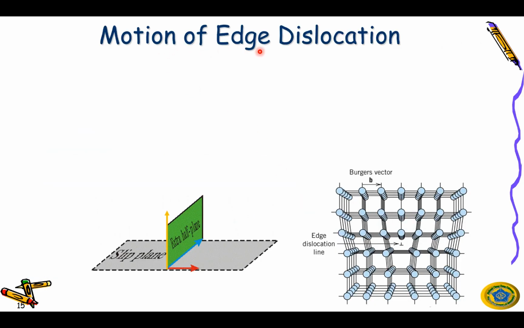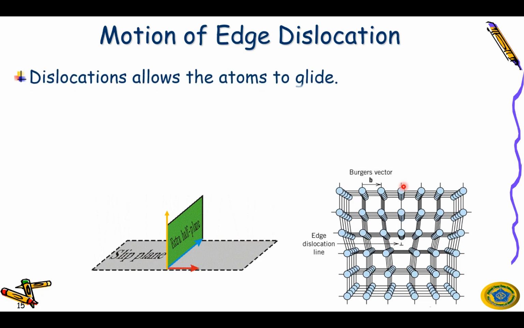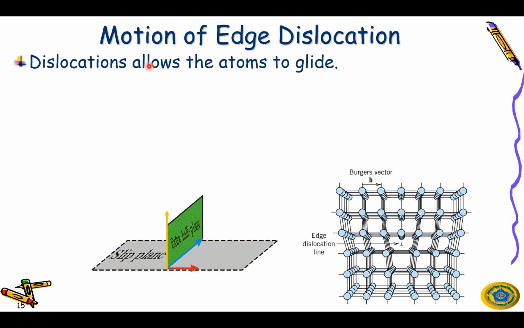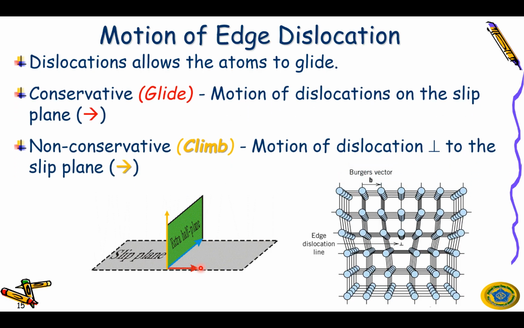So the motion of the edge dislocation is what I just told you. The dislocation allows the atoms to glide. The glide is in this direction. The half plane moves from here to here. This is the conservative motion of the dislocation on the slip plane.